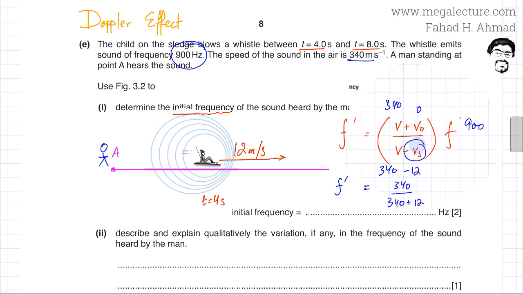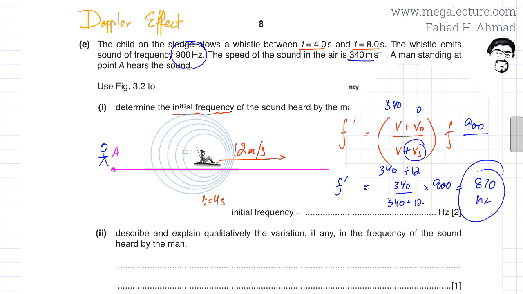This Vs is because the source is moving away, which means I'm not going to take it as 12 meters per second, but as minus 12 meters per second. Remember this, if it's moving away, this would be taken as plus 12 in the denominator. So this would become 340 plus 12, and I'm going to multiply it by 900 hertz, and the value I'm going to get is 870 hertz. So this would be my answer to this question.